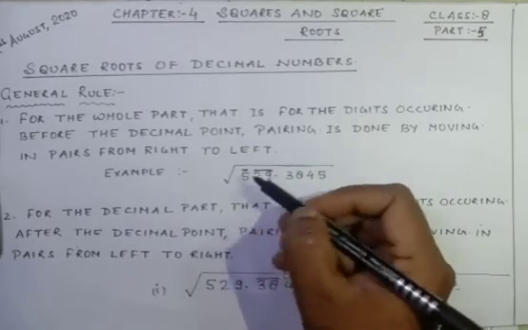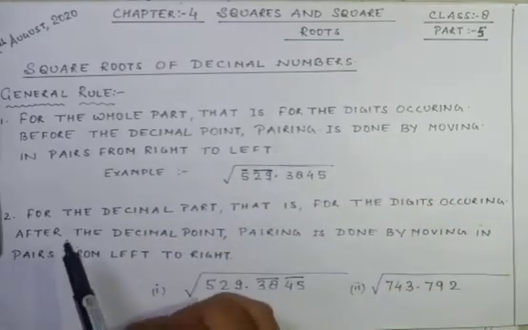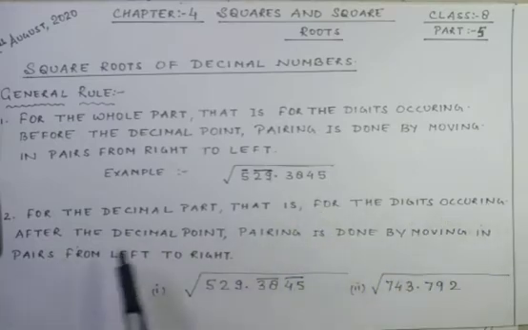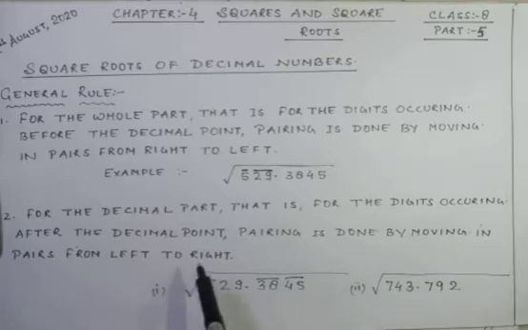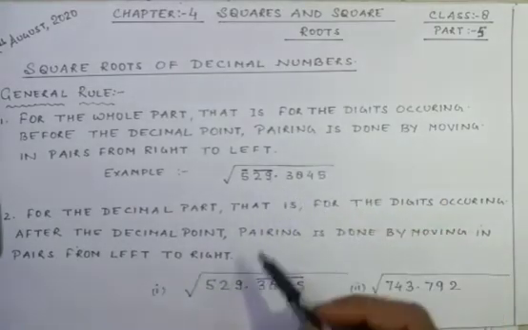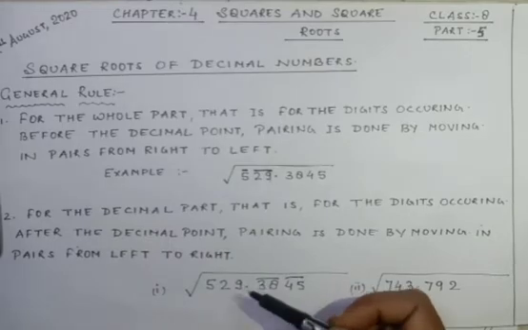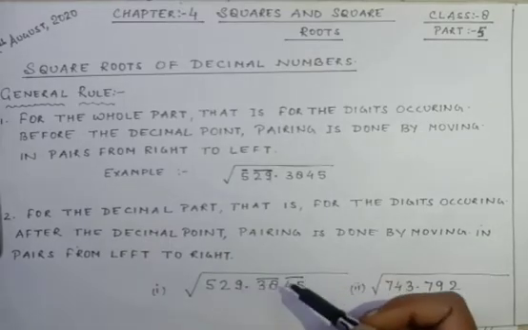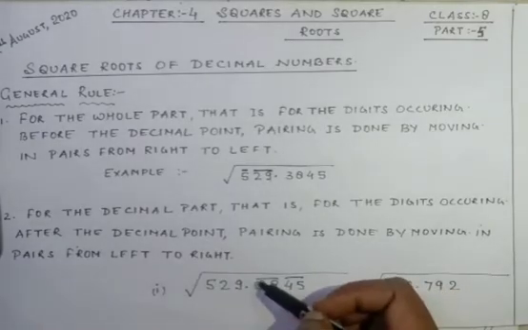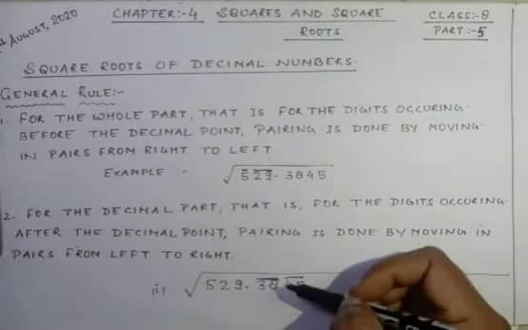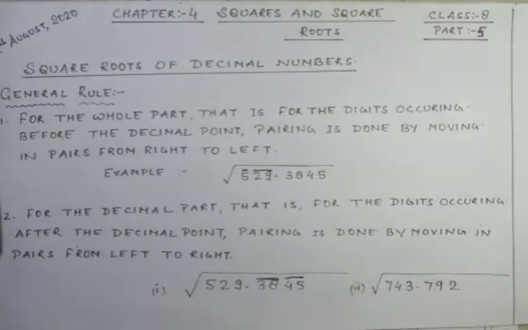Now the second rule says for the decimal part, that is for the digits occurring after the decimal point, pairing is done by moving in pairs from left to right. After the decimal, I move from left to right, so the first pairing will be 38 and the second pairing will be 45. I hope it is clear to everyone.